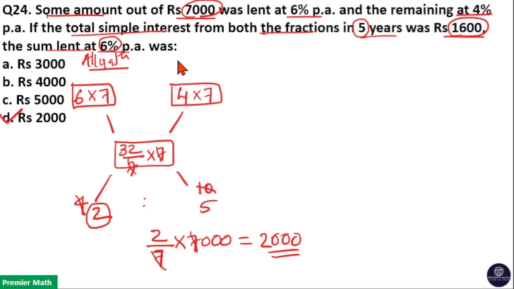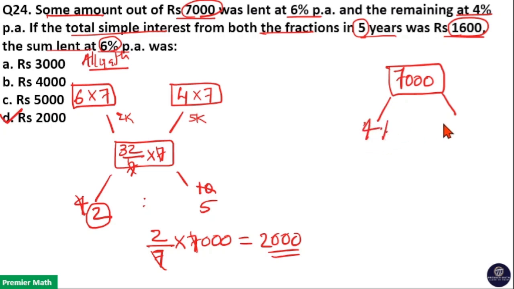Then total sum is 7000 means this is 2k and this is 5k. So total sum is 2 plus 5, 7k. Now if you want to do it in a different method, here sum lent at 6% and 4% total is 7000. Now one part lent at 6% and other part lent at 4%. So one part lent at 4% and other part lent at 6%. I will write it as 4% plus 2%.